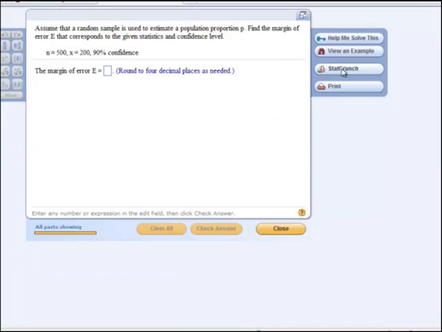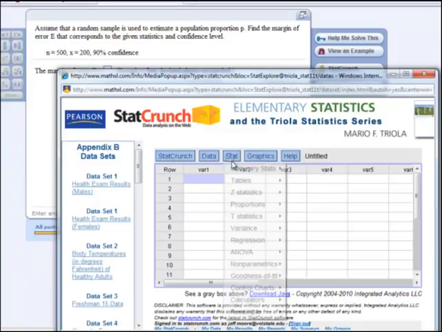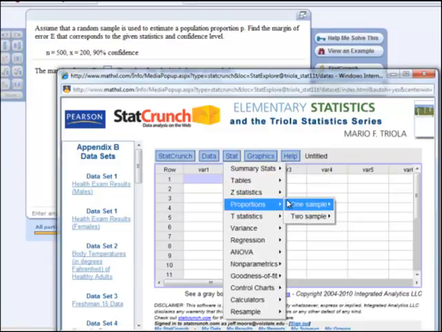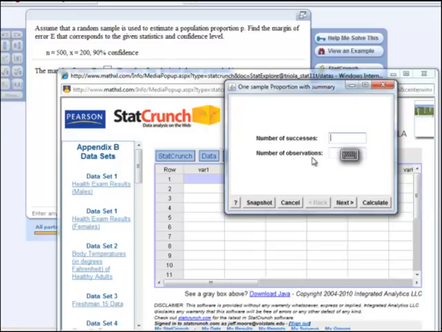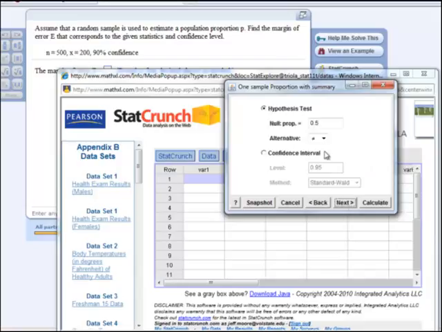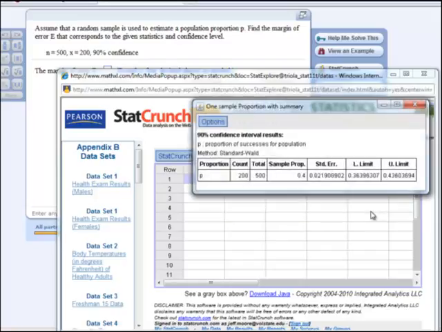So we go to StatCrunch, Stat, Proportions, One Sample, With Summary. The number of successes, we're told, is 200. The number of observations is 500. We'll click Next. We want a confidence interval, and we want a 90% confidence level. And then we'll hit Calculate.